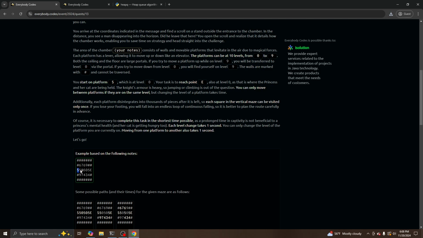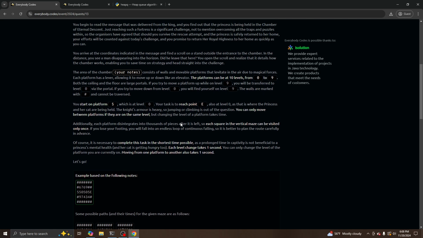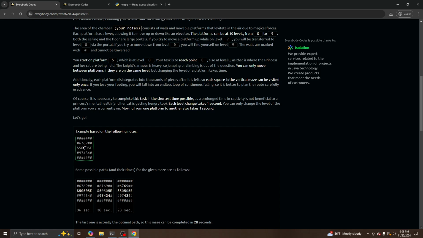So to get from S to 5 costs 6, because S is a 0, and 0 to 5 is 5, and then it always costs 1. So it's a total of 6. This just costs 2. This costs 6. I guess this is an interesting one. You can go from 9 to 0. So 7 to 0 only costs 4, not 8.